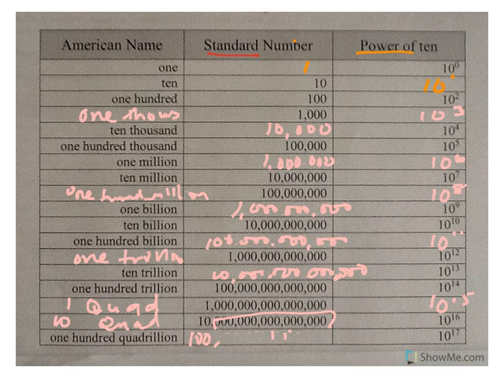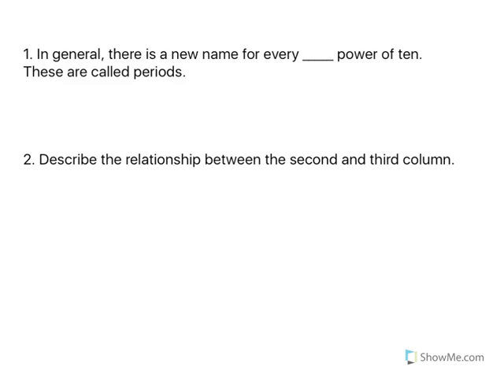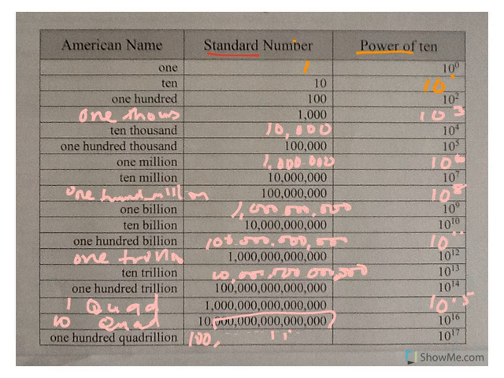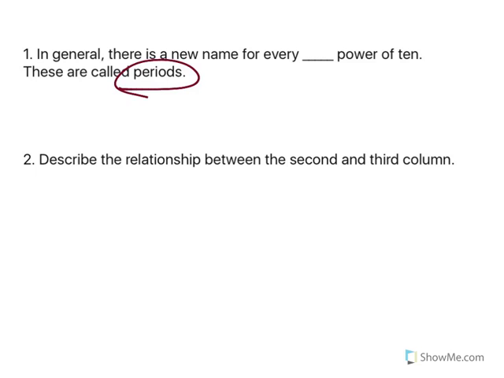And we're going to come back and look at this table here in a bit. Hopefully your handwriting may be a little bit better than mine. But when we go to this page, in general, there's a new name for every how many powers of 10. We call these periods. So when you're looking at them, there are thousands, then there are millions, billions, trillions, quadrillions. So for every 3 powers of 10, you change names.